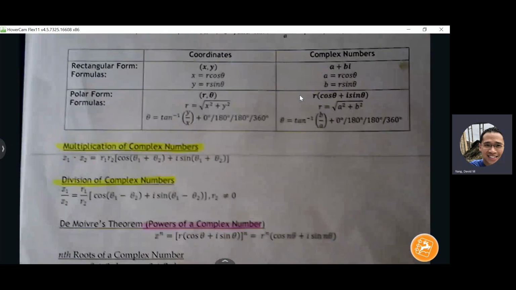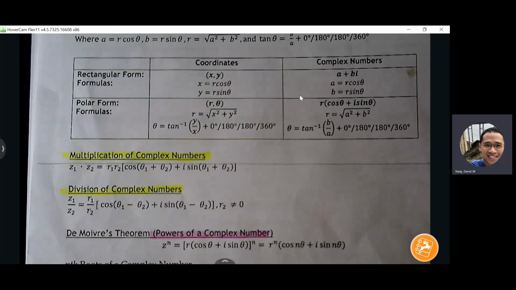And again, here are the rules for multiplication and division. For multiplication, you do the operation that you would expect for the R's. But for theta, you got to do plus. For division, you divide the R's like the name suggests. But for theta, you'll subtract, theta 1 minus theta 2.